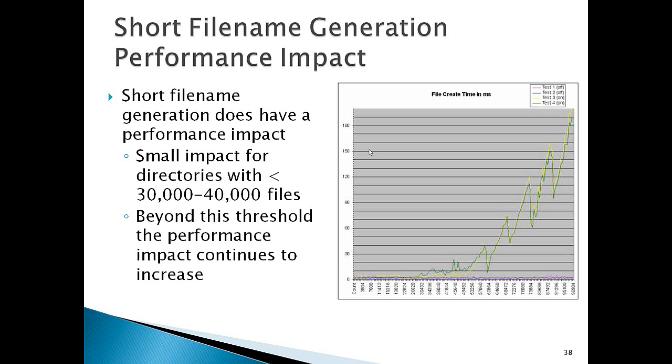So what is the short file name generation performance impact? Short file name generation does have a performance impact. It has a small impact for directories with 30 to 40,000 files or less. Beyond this threshold, though, the performance impact continues to increase.